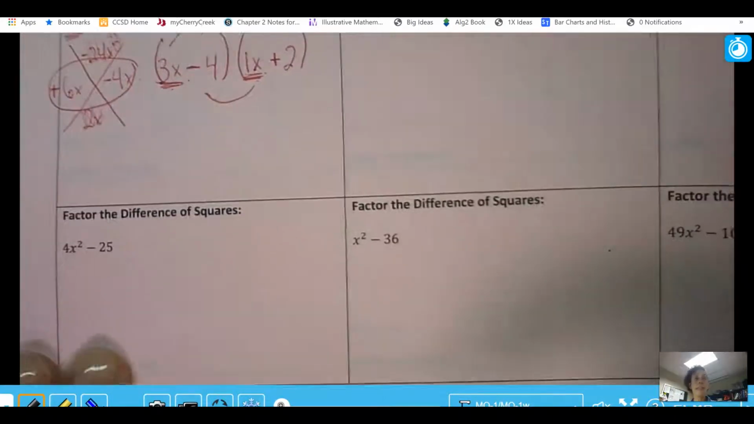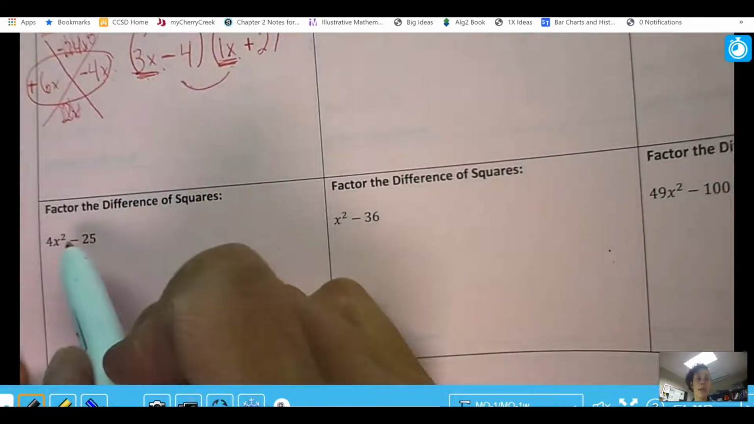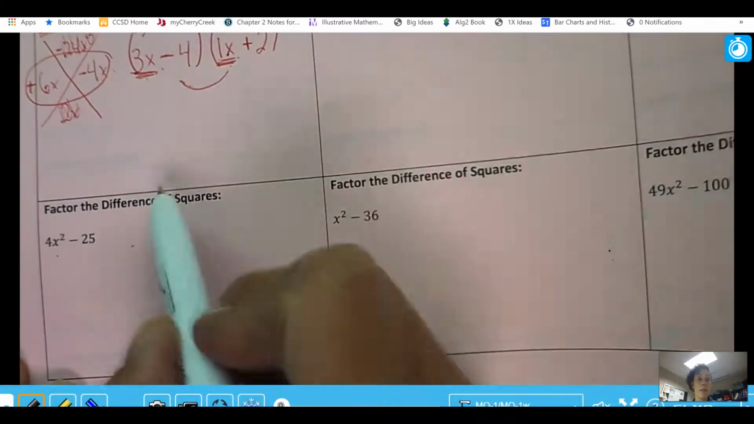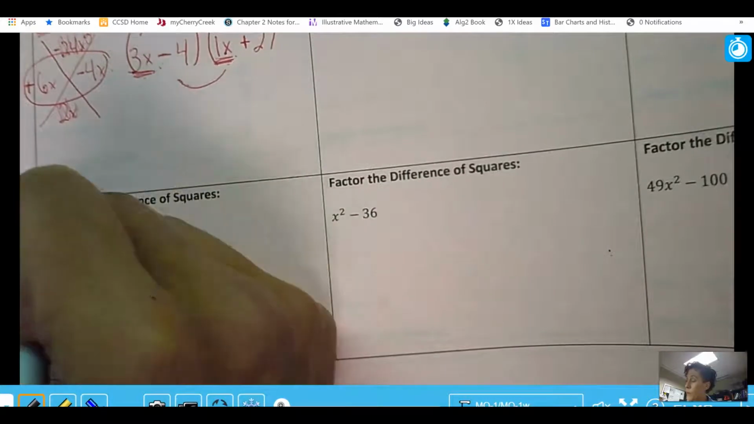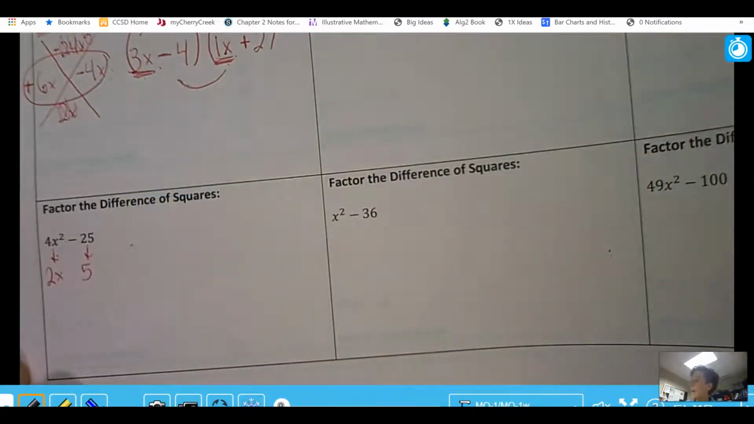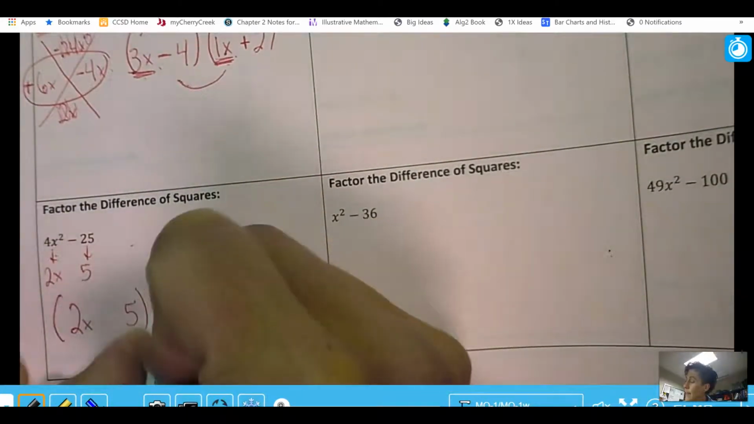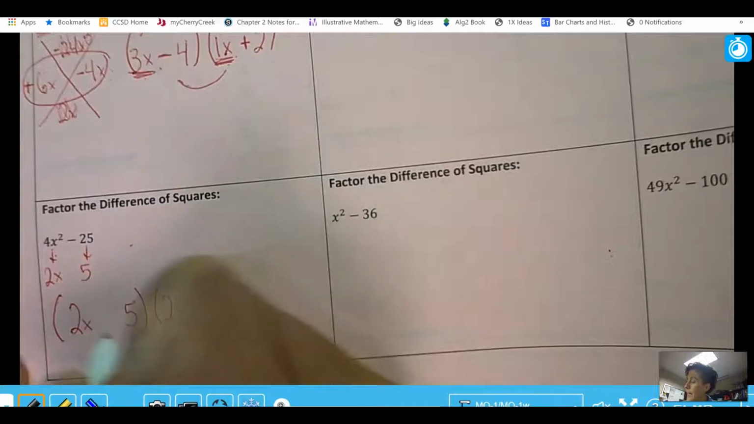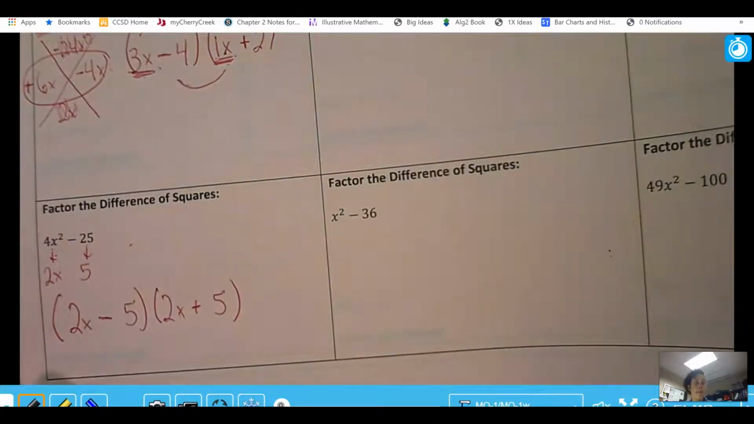Last part is factor the difference of squares. So the difference of squares means you have to have 2 terms, which these all do. Difference, they all have to have subtraction. And squares, each term is a perfect square, so it has a nice square root, which I've just written down for you. And from there, you can make one parentheses and the other super fast, and just put a plus and a minus, one of each, in each parentheses.